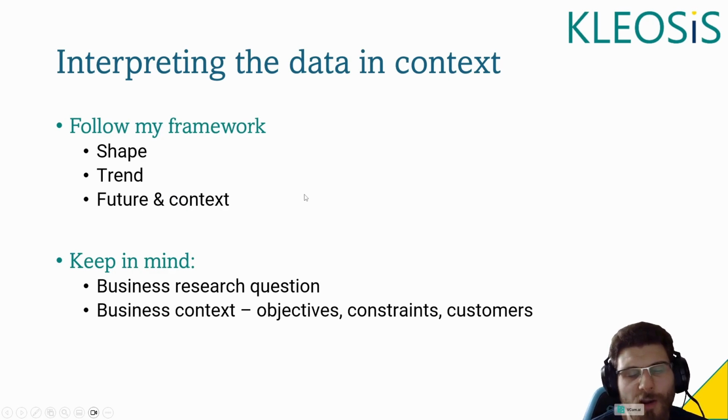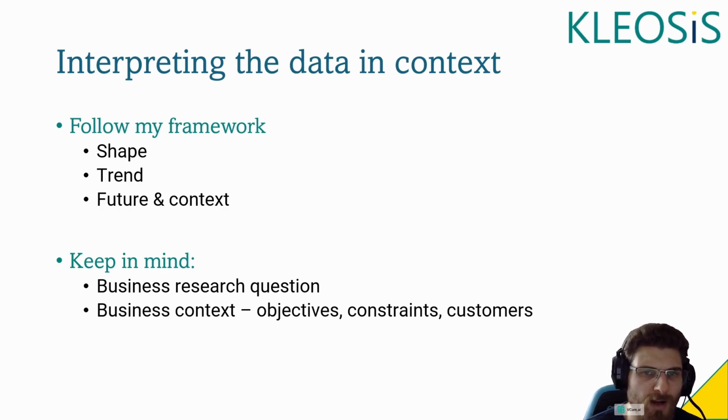So now, how do we go about interpreting the data in the context of our business research question, and in the context of our business in general? Well, I have a framework, and the framework is linked at the bottom of the course page. But my framework basically boils down to what is the shape, what is the trend, and then given those two factors, what is the future and what is the context? How do we make sense of what we've just seen?